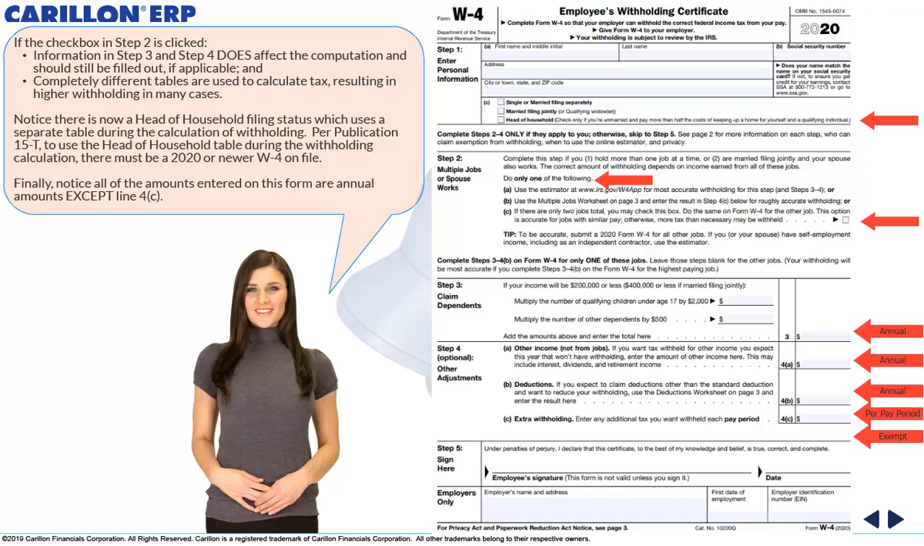You can no longer claim allowances, as in previous years, which is how many employees manipulated the amount withheld in the past. Step 3 is primarily trying to take into consideration the child care credit. Step 4 is where you can manually increase or decrease taxable income for purposes of calculating federal withholding tax. Finally, if someone wants to claim they are exempt for whatever reason, the instructions say they are supposed to manually write the word exempt underline 4C.